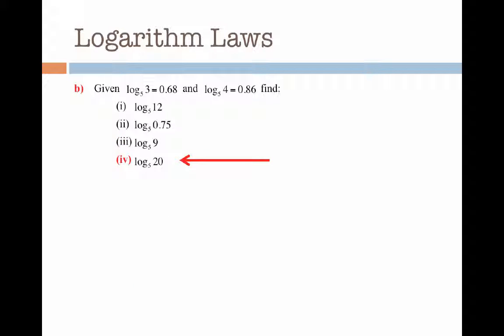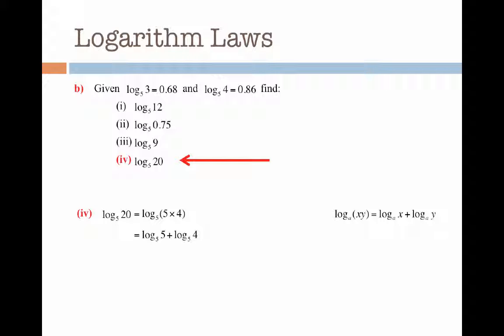Okay, the final example, log base 5 of 20. We want to try and work this out and try and ask ourselves, how does the 3 and the 4 relate to this 20? Well, 3 doesn't go into 20, but I do know that 5 times 4 is 20. So I might be using the multiplication rule again. Let's take a look and see how that would work. Log base 5 of 20 is the same as log base 5 of 5 times 4. I can separate this into two logs of log base 5 of 5 plus log base 5 of 4.